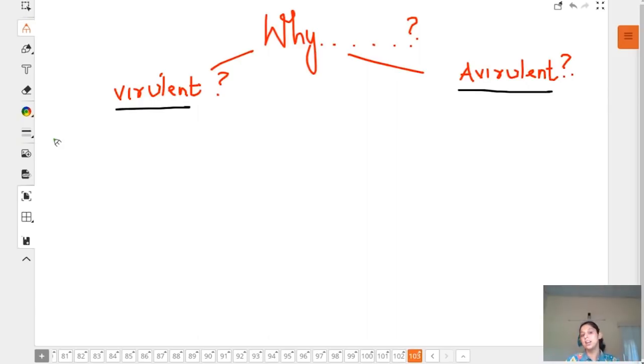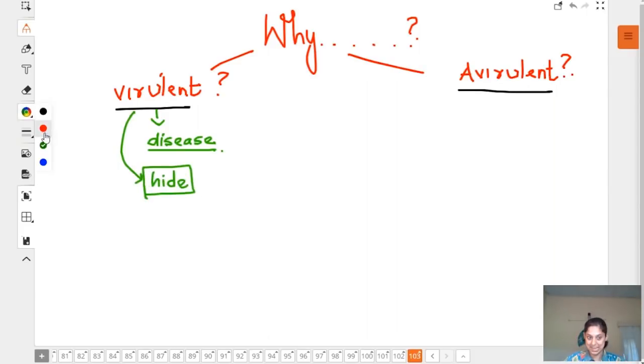Yeah, they hide it. So a virulent pathogen has to cause a disease. Because it has to cause a disease, it will hide so that it can enter the body and cause disease. Tell me. Because what does our body have to protect us?